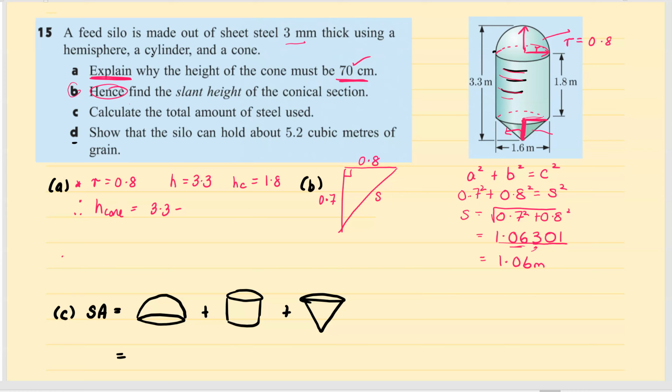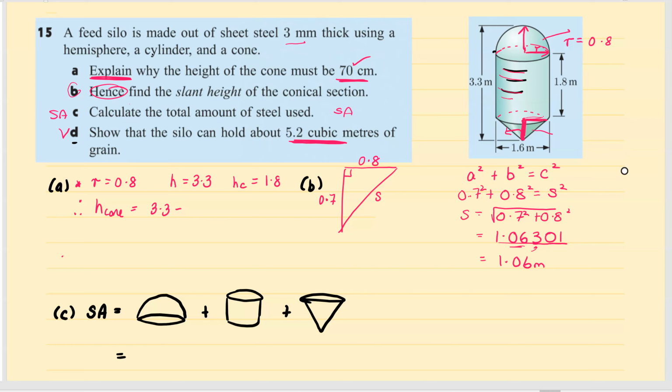Calculate the total amount of steel used. Now, you have to make a decision. Are we talking surface area or volume here? I hope you agree with me. We're going surface area because we want to make this out of the steel, and so you're wrapping it or painting it, that surface area. If you were to fill it, if we look at part D, show that the silo can hold 5.2 cubic meters. So as soon as it says cubic meters, that's when we know that we're talking volume for D. So it's surface area for C, volume for D.